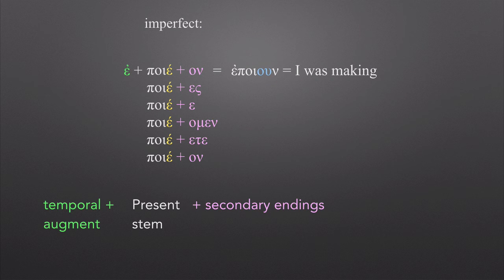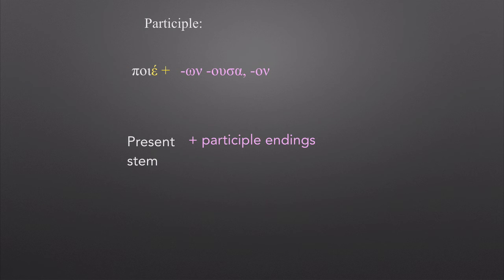The other thing we make from the present stem, from the first principal part, is the present participle. And how do we make present participles? We take the present stem and we add our participial endings. Our participial endings are things like on for masculine, ousa for feminine, on for neuter. And so you take poie and combine it, and this epsilon will disappear. It will somehow merge with the first vowel or diphthong it encounters.